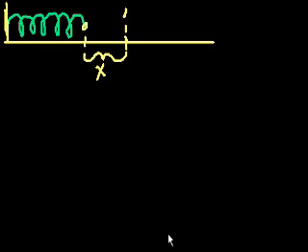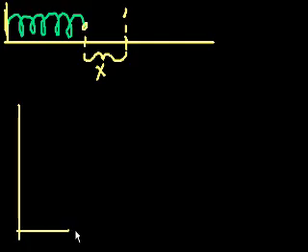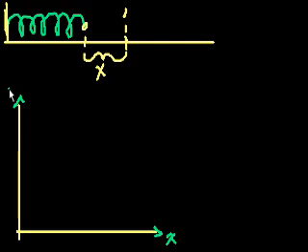So let's draw a little graph here. So let's make my y-axis. X-axis. And so this axis is how much I've compressed it, x, and then this axis, the y-axis, is how much force I have to apply. So when the spring was initially all the way out here, to compress it a little bit, how much force do I have to apply?